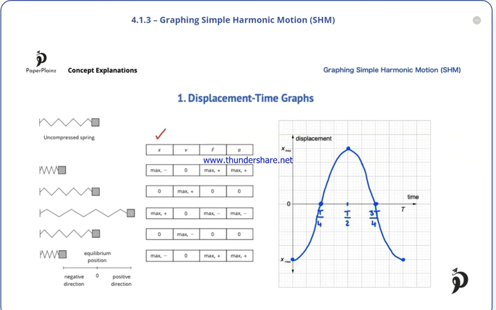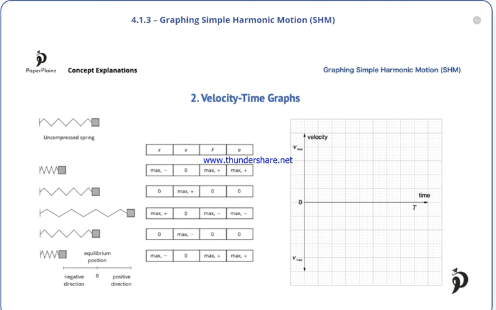If we would have started our timer when the object is passing through its equilibrium position or when it is at its positive maximum displacement position, the graph would be shifted to the left or to the right. Let's move on to velocity time graphs.